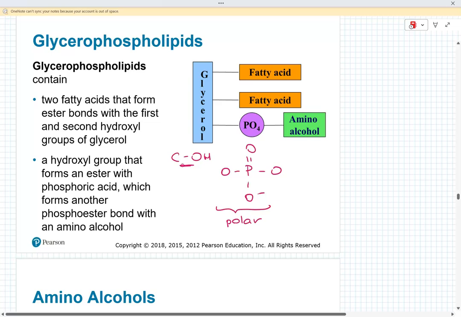And I'm going to tell you that the electronegativity of oxygen is 3.5 and the electronegativity of carbon is 2.4. So what's the difference between 3.5 and 2.4? 1.1, which puts this bond into covalent polar. So this is polar, this is polar. Believe me right now, this is polar.